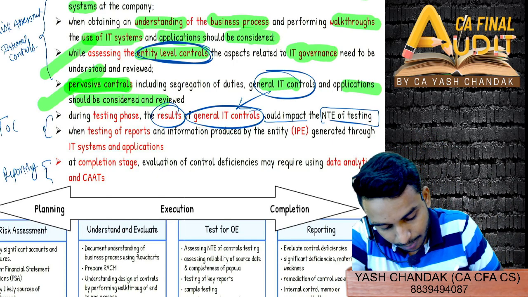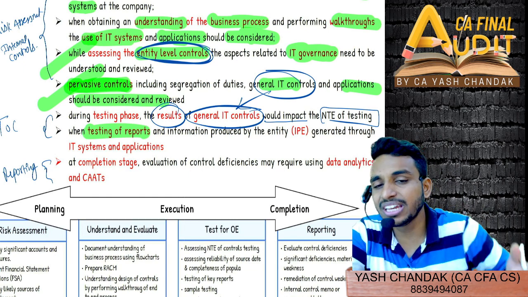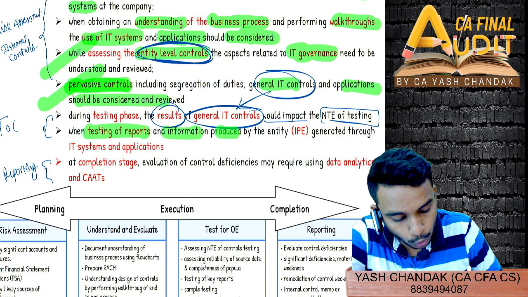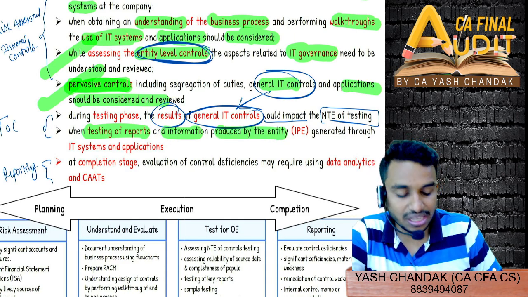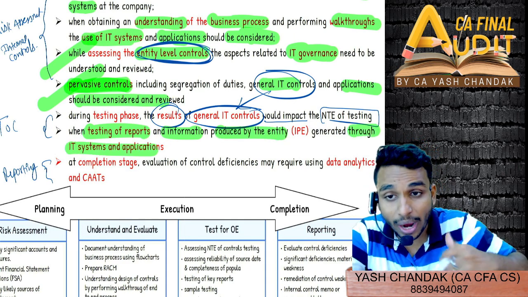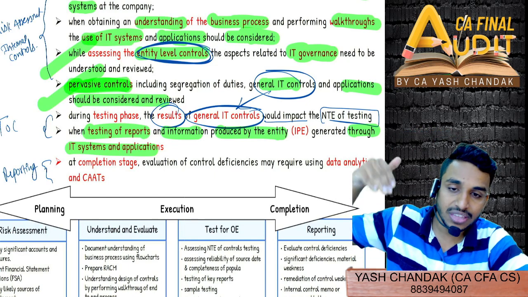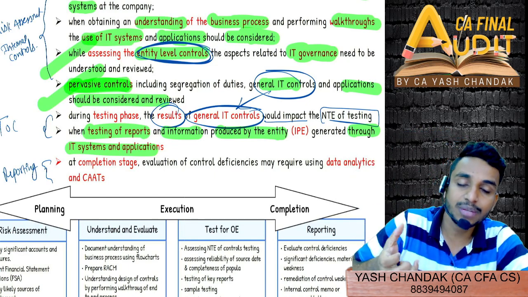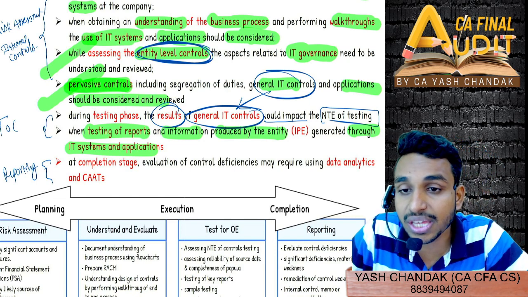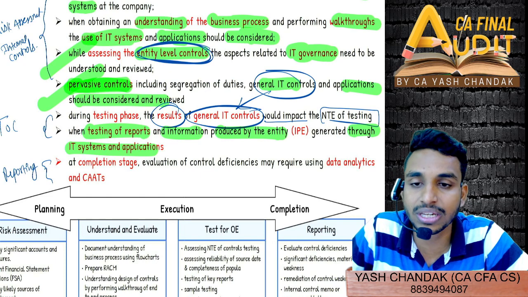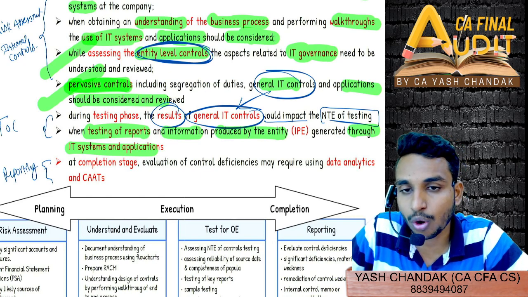And what does testing of reports mean? Whenever any report or any information is produced by the entity, is it being done through an IT system and application? In that case, you need to first see whether the input is valid, if the input is valid, whether the process is correct or not, and ultimately the output that you get has to be tested accordingly.